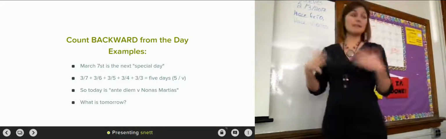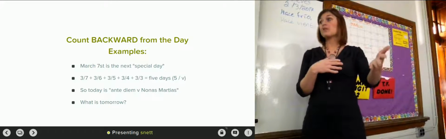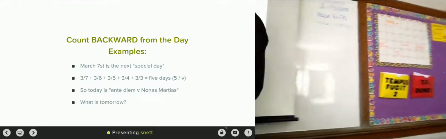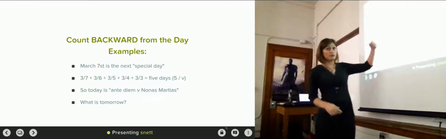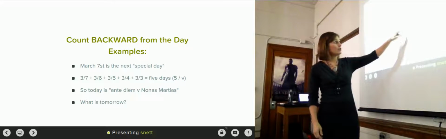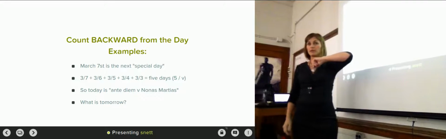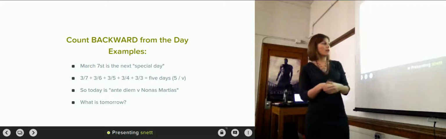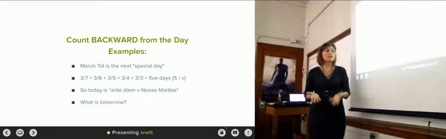All right, so today is March 3rd. The next special day in our calendar is the Nones, which is on the 7th because March is a long month. So you start at the Nones, which is the 7th, and you count. Instead of subtract, you count up, or you add, right? So 1, 2, 3, 4, 5. There are 5 days until our next special day. So the way we would express it in our Roman calendar, today is not March 3rd. Today is ante diem V Nonas Martias.